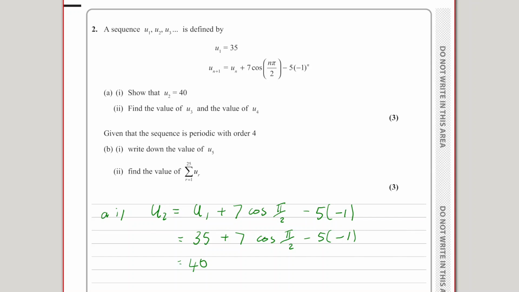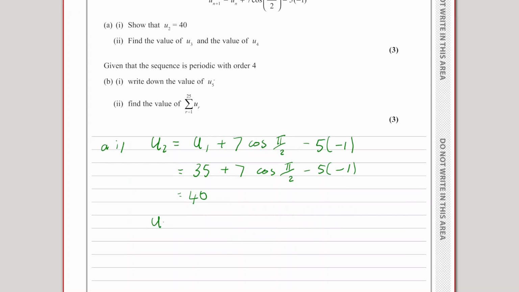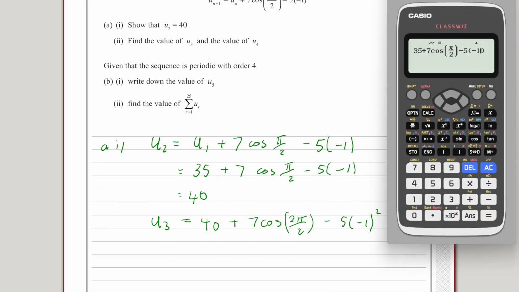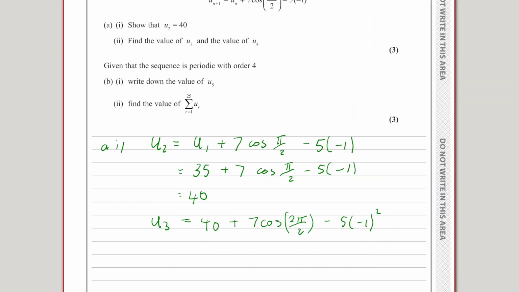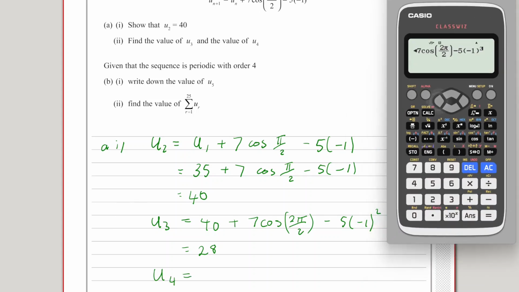Find the value of u3 and the value of u4. So again, u3 is going to be u2, which is 40, plus 7 cos, now n is 2, so it's going to be 2 pi over 2, minus 5 times negative 1 squared. So we get 28. And u4. So the 2 is going to become 3s. And the previous one was 28. 33.